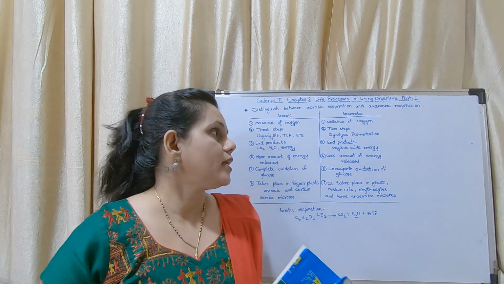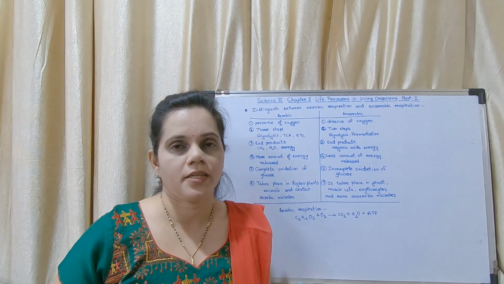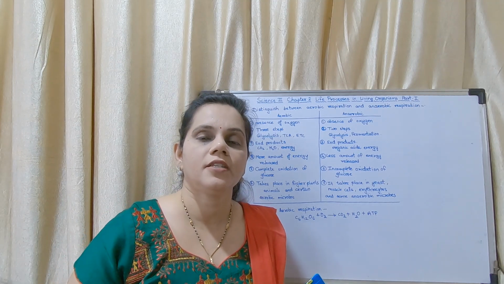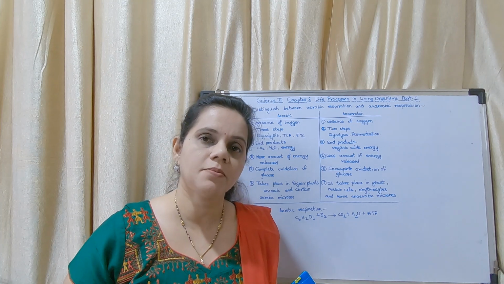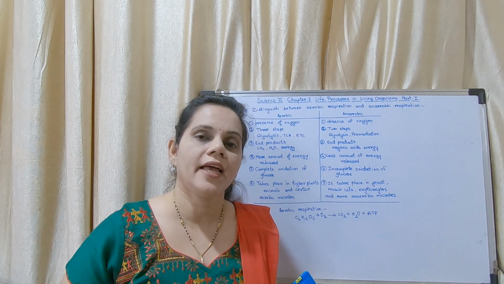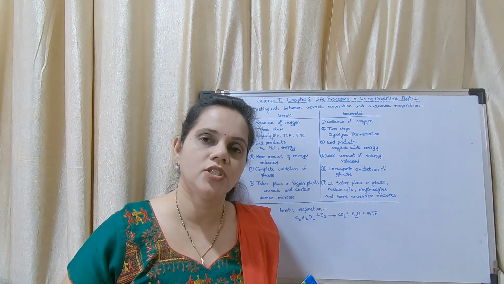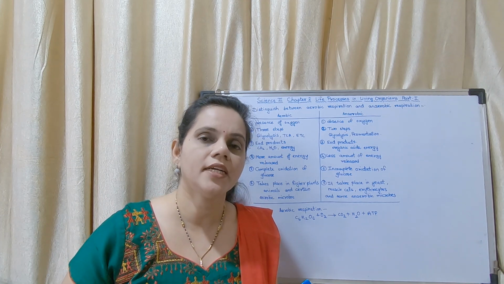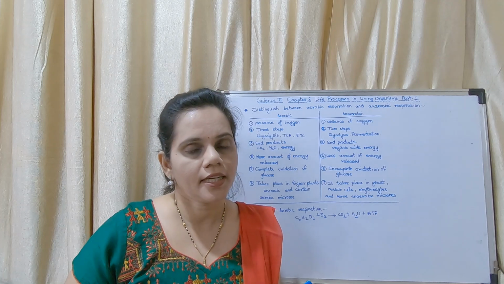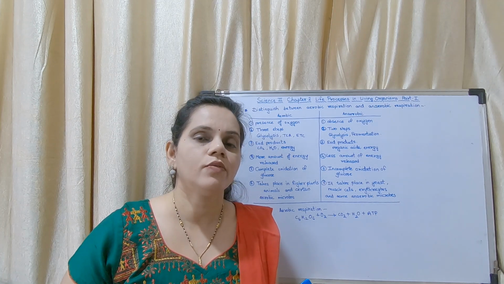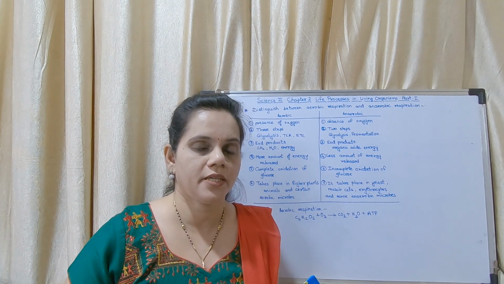Now today we will move on to anaerobic respiration. Yesterday we studied aerobic respiration. Aerobic respiration takes place in 3 steps. What are the 3 steps? Glycolysis, Krebs cycle, and electron transfer chain. How many ATP molecules are produced? 38 molecules of ATP are produced. Now we may move on to anaerobic respiration.